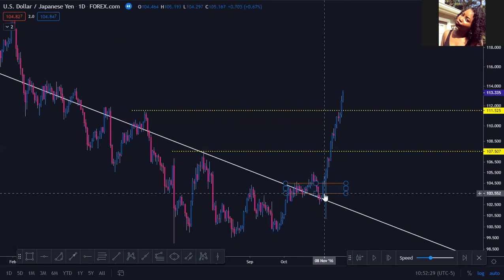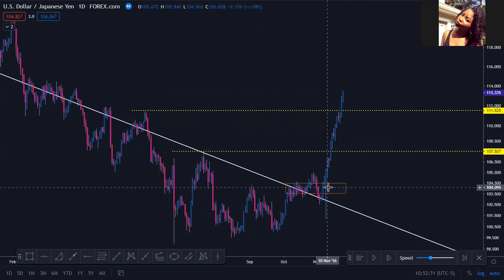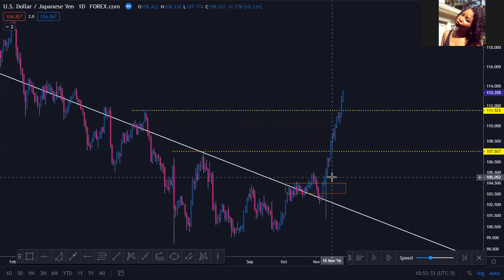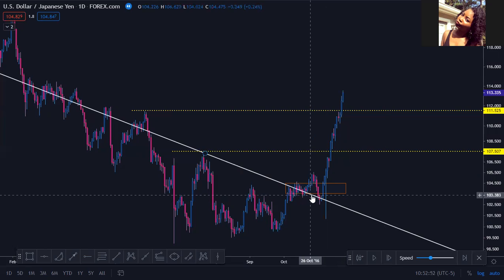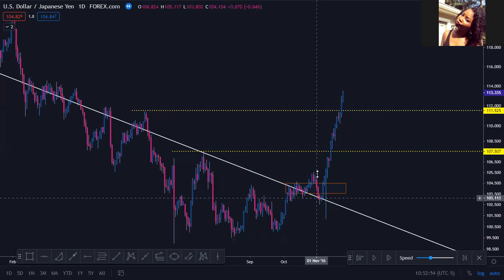From the 8th of November, we got the 9th, the 10th, the 11th, the 12th, 13th, no, I'm sorry, the 15th, because of the weekend, 16th, 17th, 18th, 21st, 22nd, 23rd, 24th. So we got from November the 8th to November the 25th, and we're just going in a straight line.